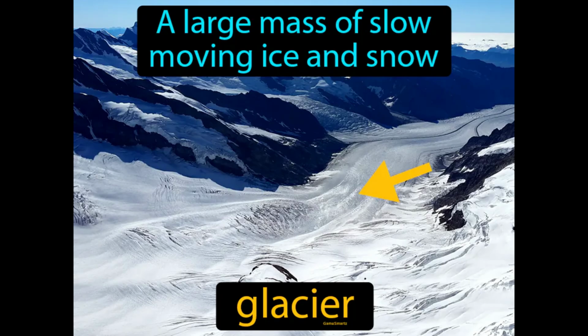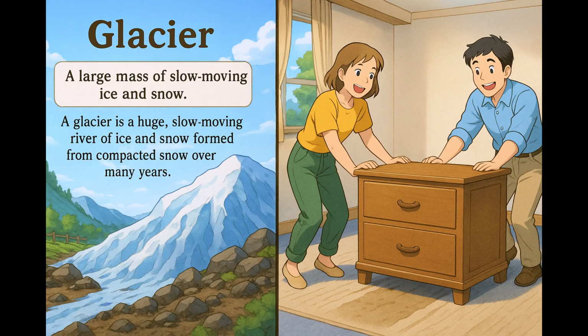A large mass of slow-moving ice and snow. Glacier. A glacier is a huge, slow-moving river of ice and snow formed from compacted snow over many years. Imagine trying to move a heavy piece of furniture across a carpeted room. Just like how you slowly push and slide the furniture inch by inch, a glacier moves in a similar manner across the land, but at a much larger scale.